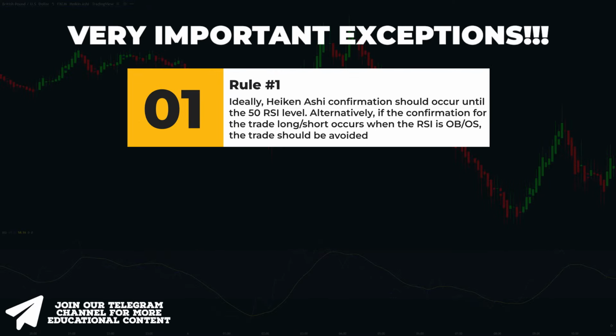Another key point right here is that the Heikin-Ashi confirmation should occur until the 50 RSI level. Alternatively, if the confirmation for the trade long occurs when the RSI is overbought, this trade should be avoided. Exactly the opposite is true for shorts.